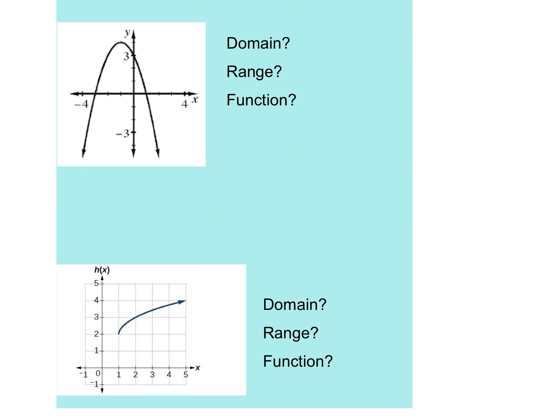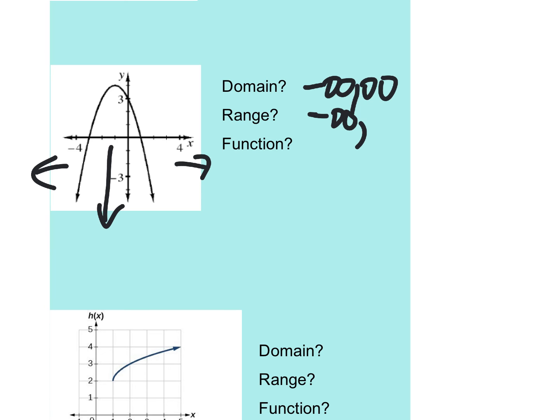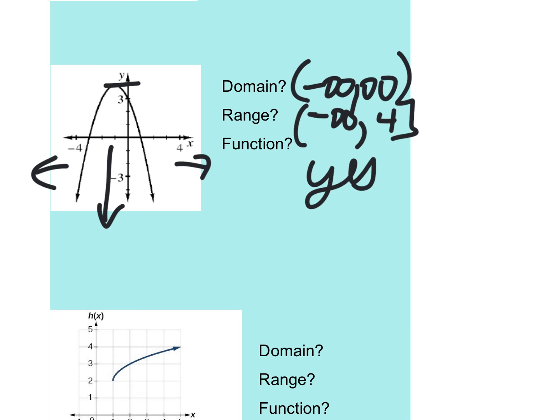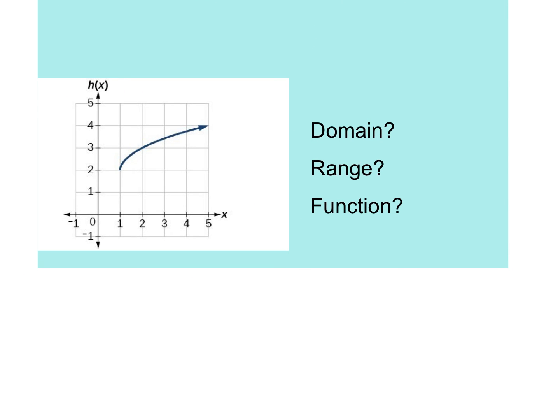All right. This one's a little too easy. I'll just talk you through it. Domain, well, it obviously goes both directions forever, -infinity to +infinity. The range is how low to how high. -infinity to how high? 4. And is it a function? Yes.